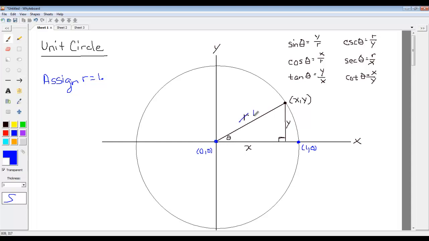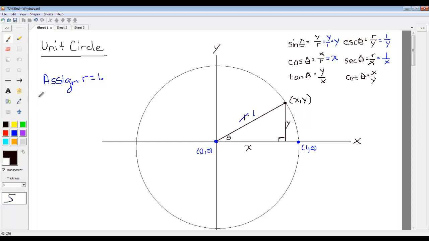With r being 1 on the unit circle, sine of theta is not just y over r, but y over 1, or y. Cosine of theta is x over r, or x over 1, which becomes x. Tangent of theta is still y over x. Cosecant will be 1 over y. Secant will be 1 over x. And the cotangent will still be x over y. So if we specify that the circle this point xy falls on has a radius of 1, we're now looking at a unit circle.